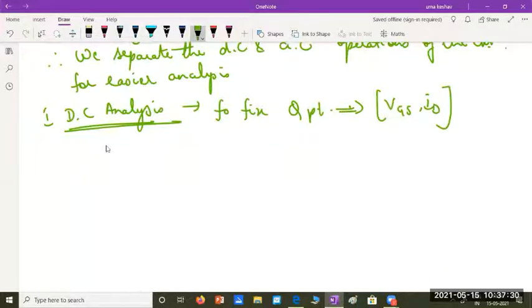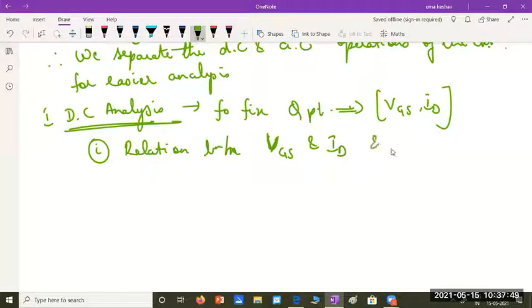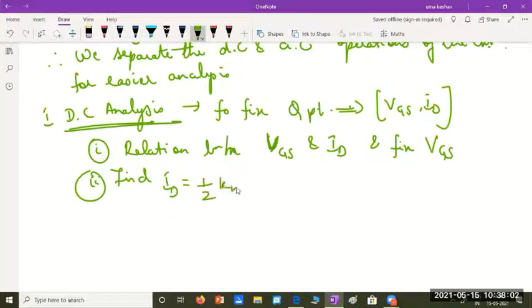So what do we do? First step, find a relation between VGS and ID. So you have to find a relation between VGS and ID and try to fix VGS. So you'll try to fix the input side voltage. Next is find ID using the relation half Kn dash W by L VGS minus VT whole square.